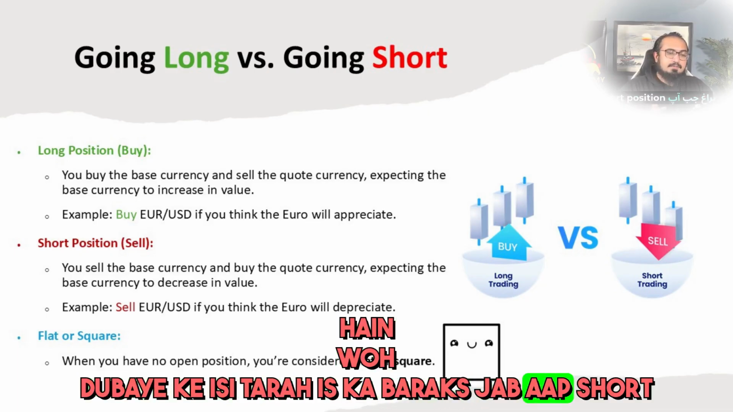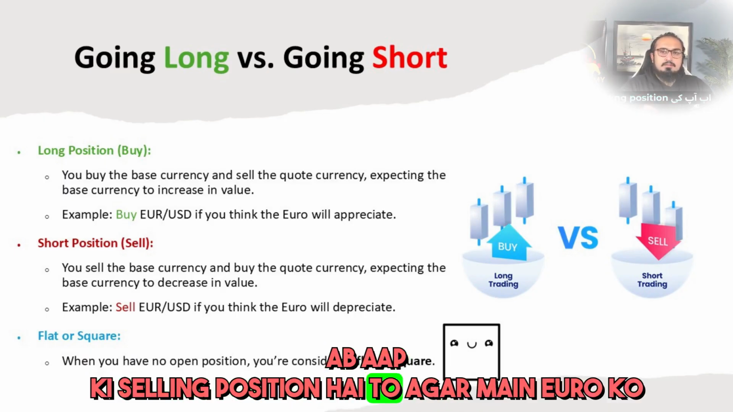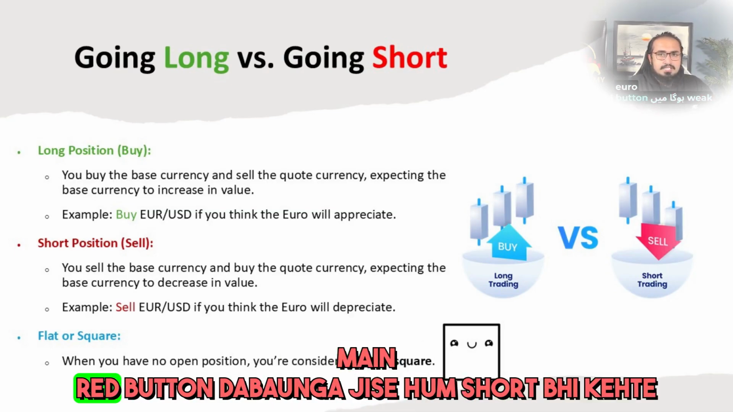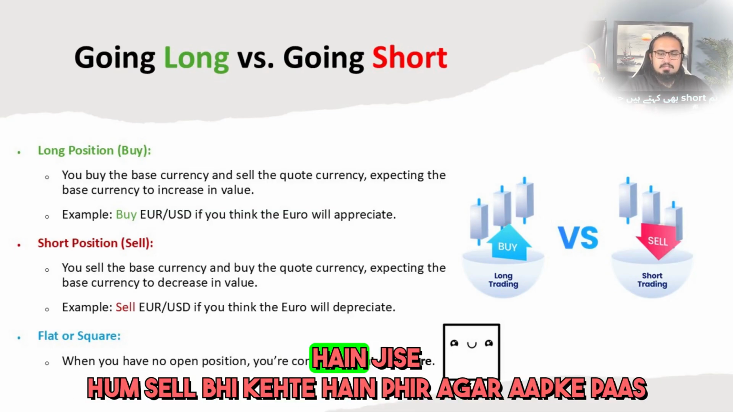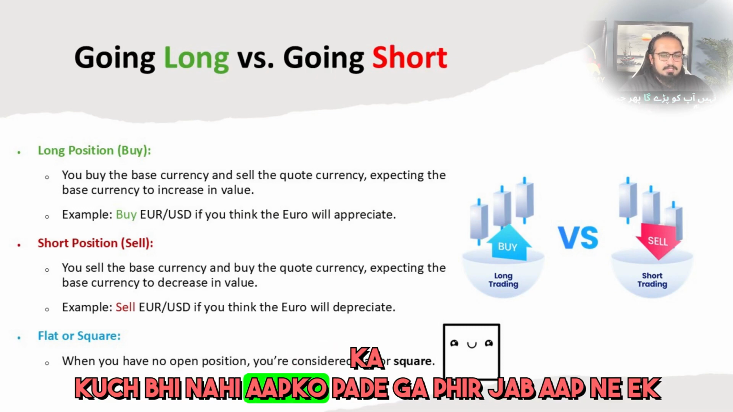Similarly, when you go into a short position, you go into a selling position. Now your selling position is such that if I want to sell the euro, I think the euro will weaken, so I will press the red button, which we also call short, which we also call sell. Then if you do not have any open position, then flat and square will not affect you at all.